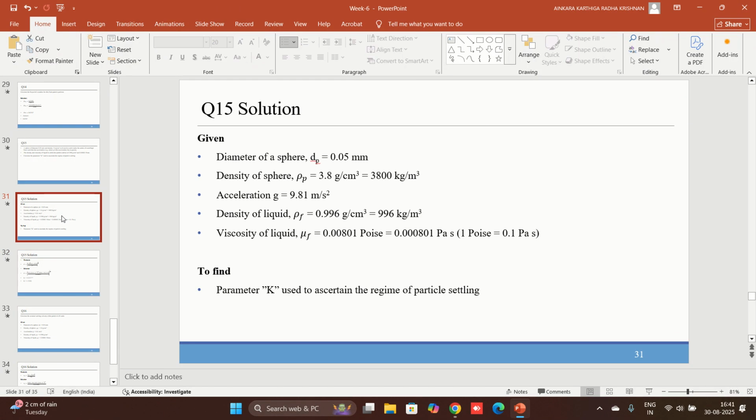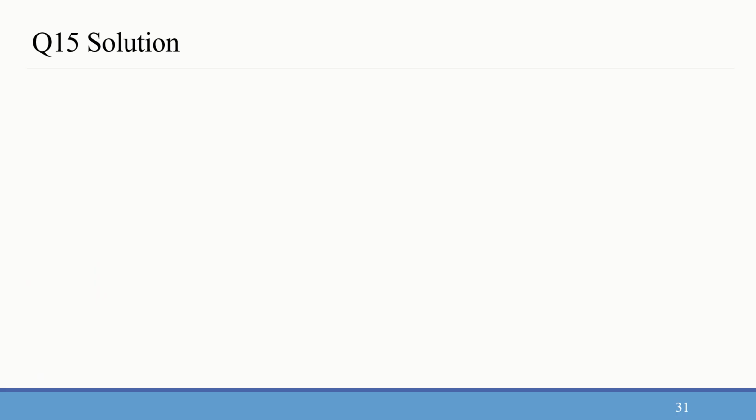K is the parameter used to ascertain the regime of particle settling. One thing: don't compare my numerics and check for any physics-based logical errors, because these numbers were given by me at the last moment, just to ensure that your question in the assignment doesn't match with this. Because of that, it may have gone somewhere wrong. So I request you people to not think physically or logically about this.